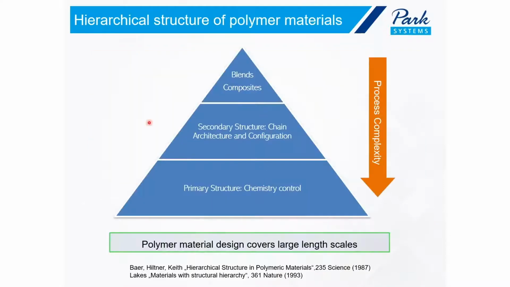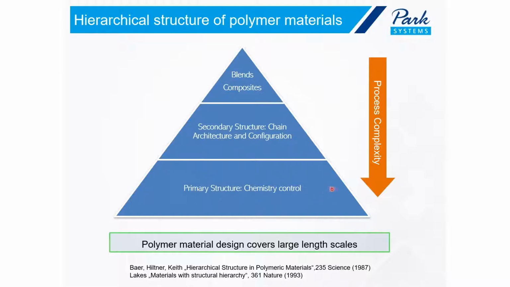So very similar to biomolecules such as proteins and DNA, there is a hierarchy of structures in polymer materials. So we start at the bottom of the hierarchy. There's the primary structure, the chemistry of the polymer, where we have certain monomers, we polymerize them, and we get a long chain macromolecule. But there are also higher levels of structures, such as chain architecture and configuration. And then there can be blends and composites.